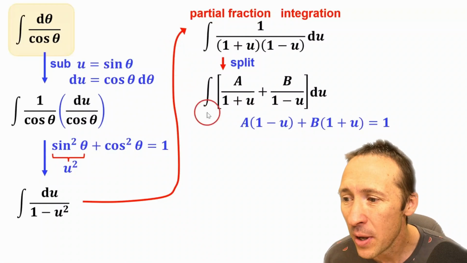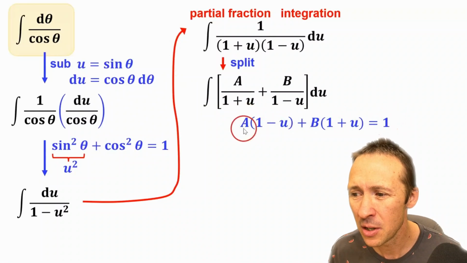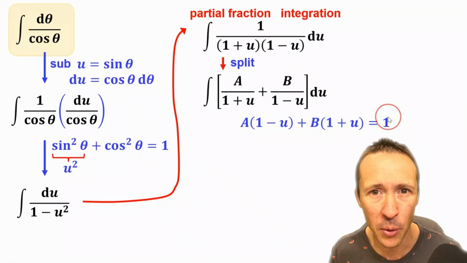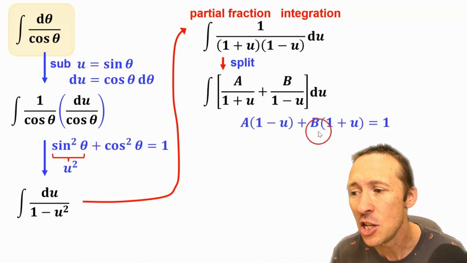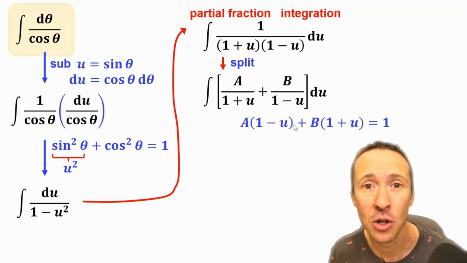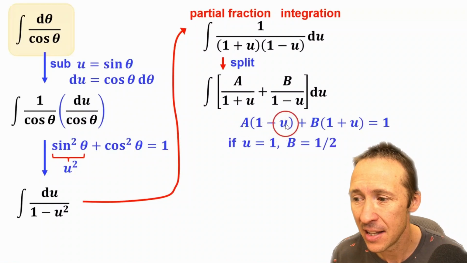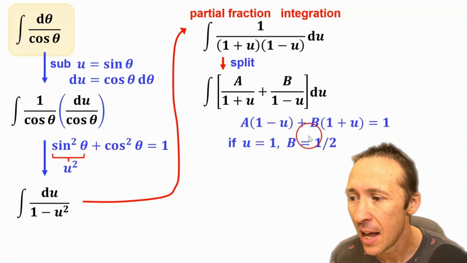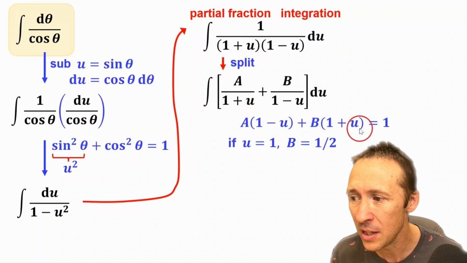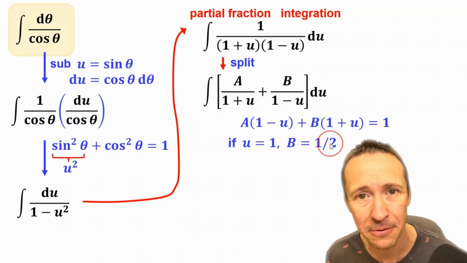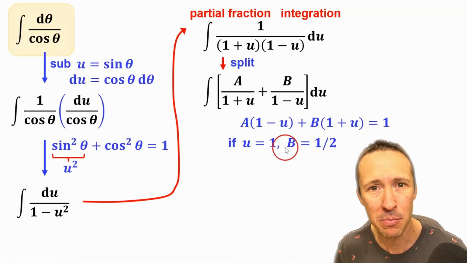Okay, now we have a few unknowns in here, so we shouldn't be able to solve for anything. It's just one equation, but the trick is that u can be anything. So we're going to set u equal to 1. And if we do that, this left-hand term cancels out, and we have b times 2 equals 1, so b equals 1/2.